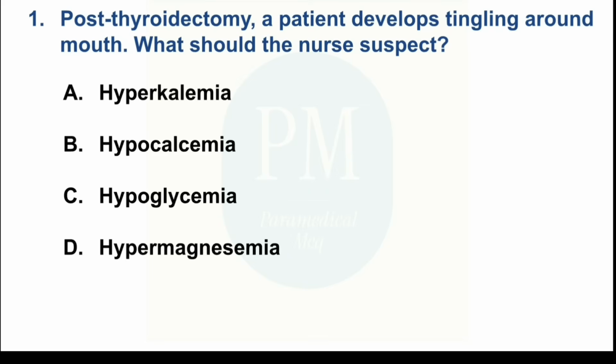Post thyroidectomy, a patient develops tingling around mouth. What should the nurse suspect? Option A, hyperkalemia. Option B, hypocalcemia. Option C, hypoglycemia. Option D, hypermagnesemia. The correct option is option B, hypocalcemia.